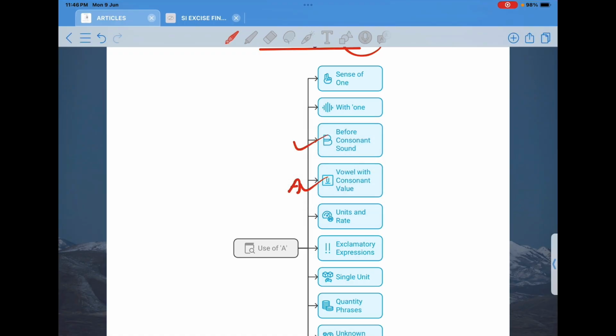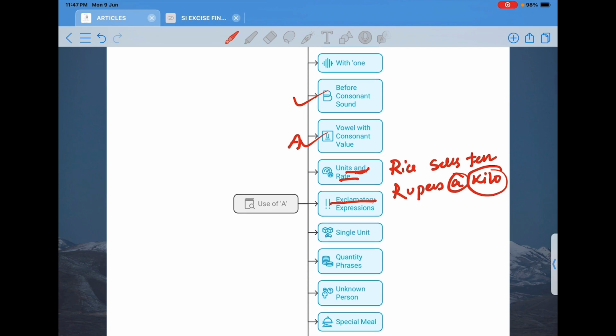Next, units and rate. For example, "rice sells 10 rupees a kilo". So here it is talking about a kilo. Kilo is a unit, or rate of a measurement. So before that "a" is used.